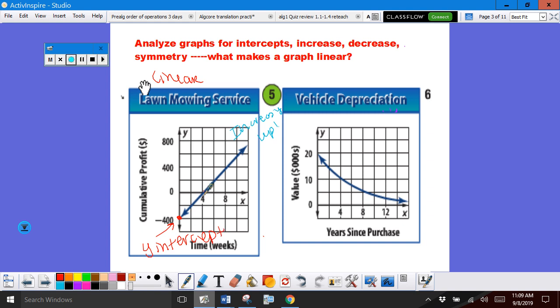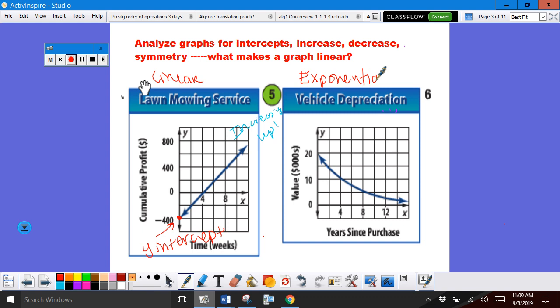And in this case, this one is increasing. And if you were to kind of look at what's actually going on here, this is a lawn mowing service. So the more time increases, the more money I make. So that kind of makes sense there. This next one, it's a curve, and it is called an exponential function.